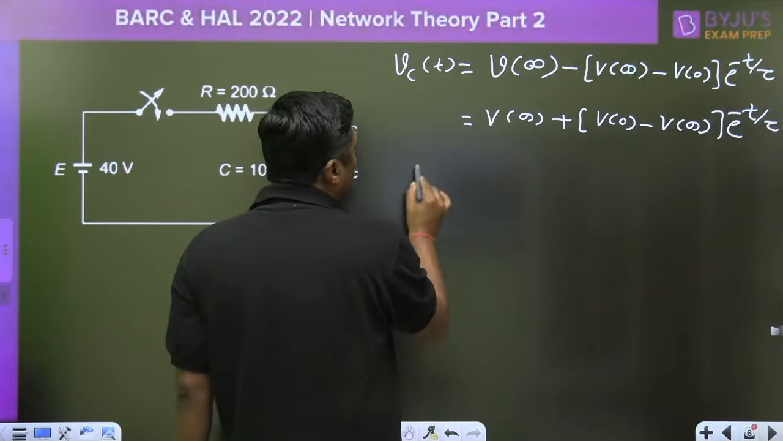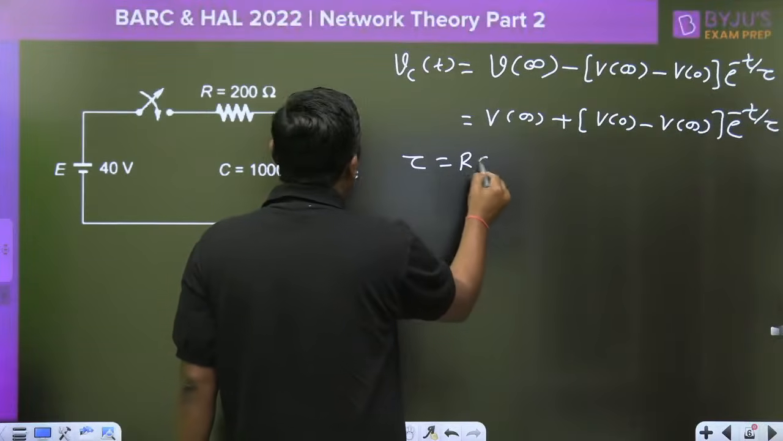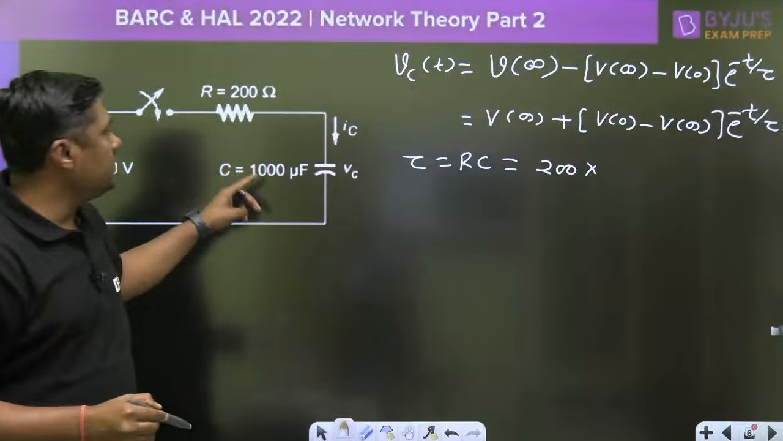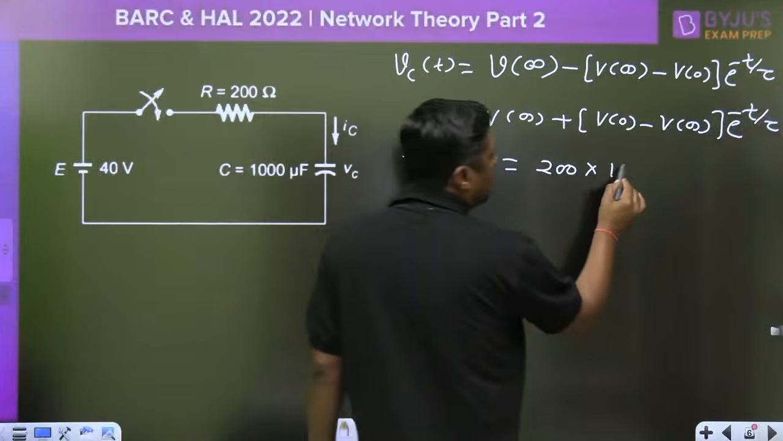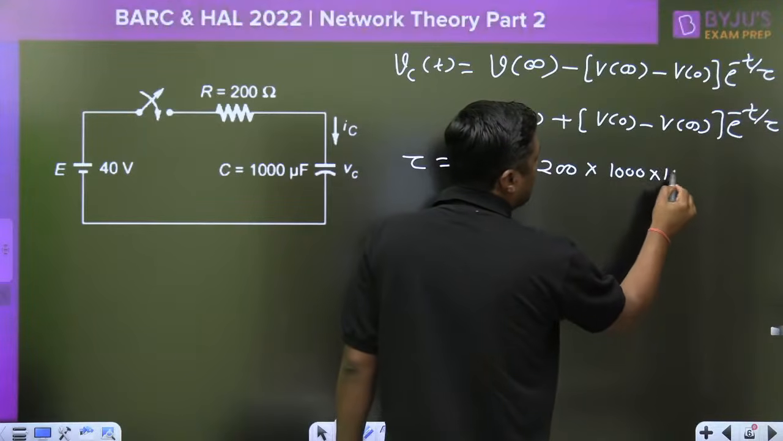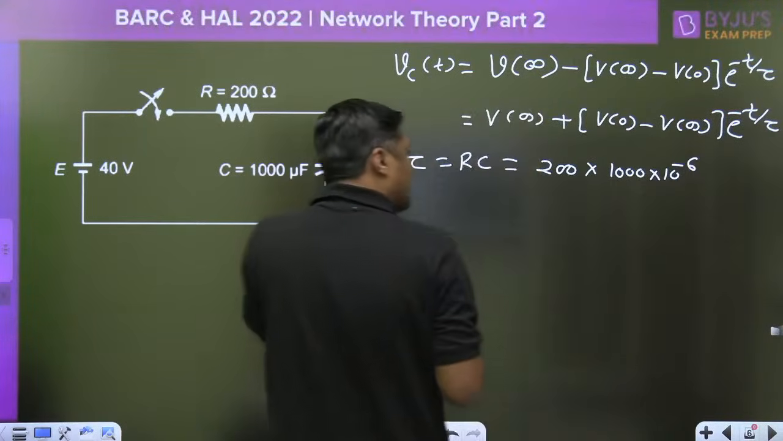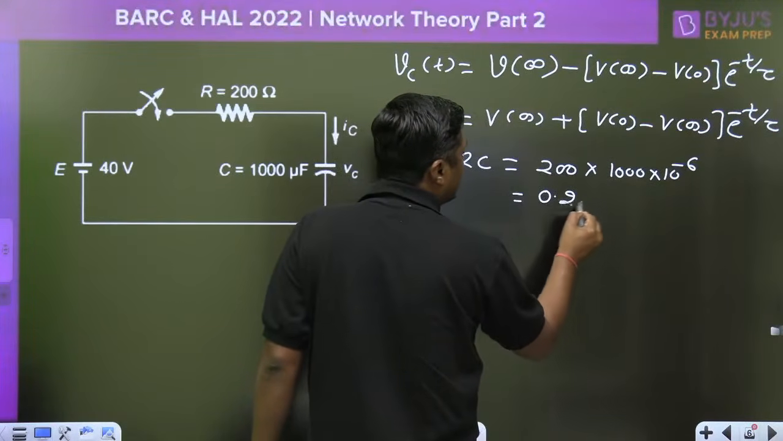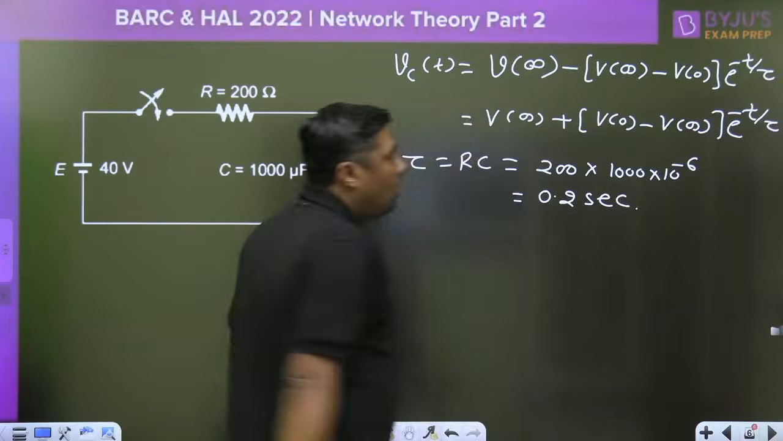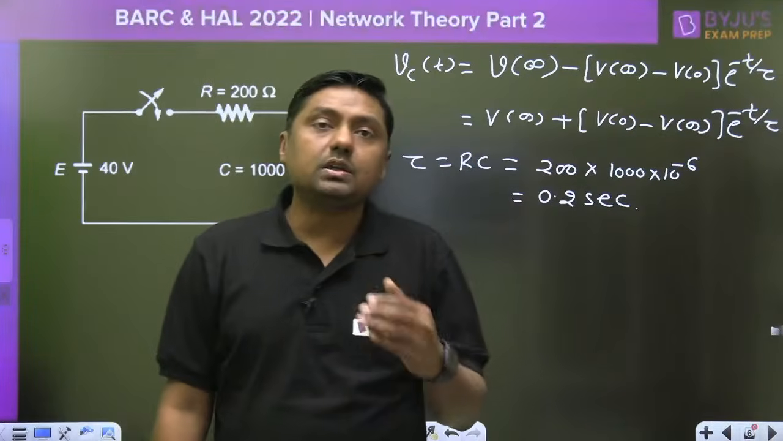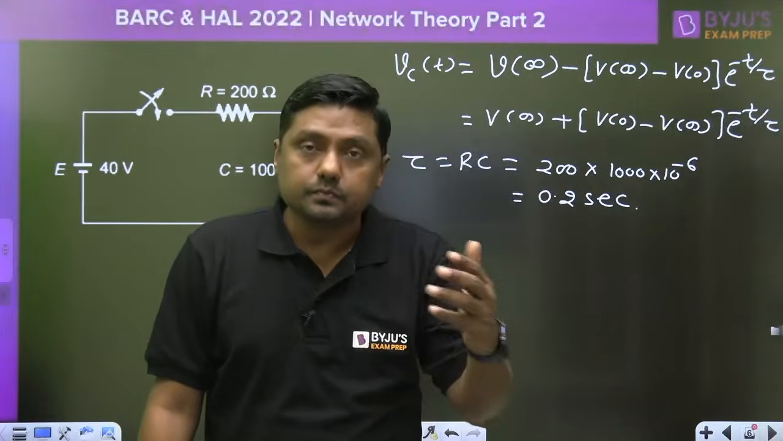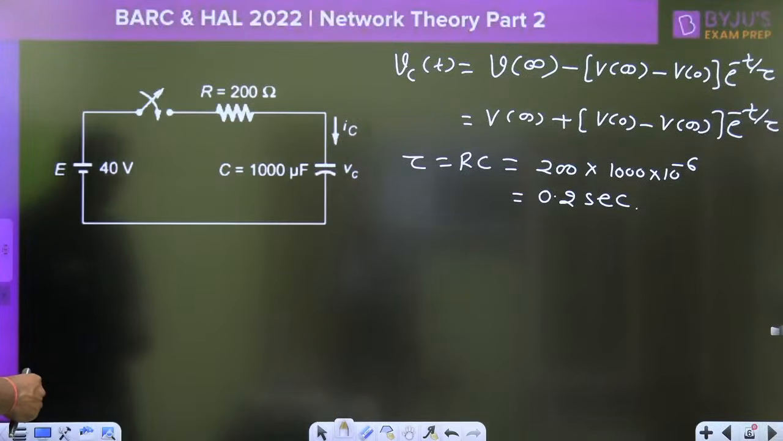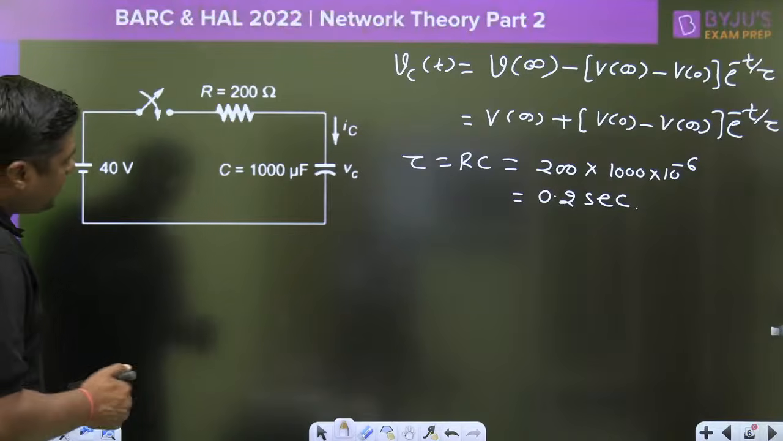T by tau. What is the tau? RC, the time constant. 200 into 1000 microfarad, that is 1000 into 10 to the power minus 6. So you will get 0.2 second. Always remember, we are calculating the time constant for t greater than 0. So that is the time constant, 0.2 second. And then what is the final value?